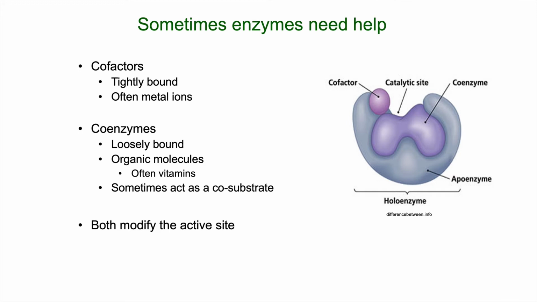Coenzymes are organic molecules, often derivatives of vitamins, that are not as tightly bound to the enzyme. And sometimes they'll actually act as a co-substrate, and they'll get changed a little bit during the course of the reaction to become a product. Okay, but both of these, cofactors and coenzymes, modify the active site to better fit the substrate. And in enzymes that require that, the protein part by itself is called the apoenzyme. And then once we add the cofactor and/or coenzyme, now the whole complex we call the holoenzyme, which is the fully functional enzyme.